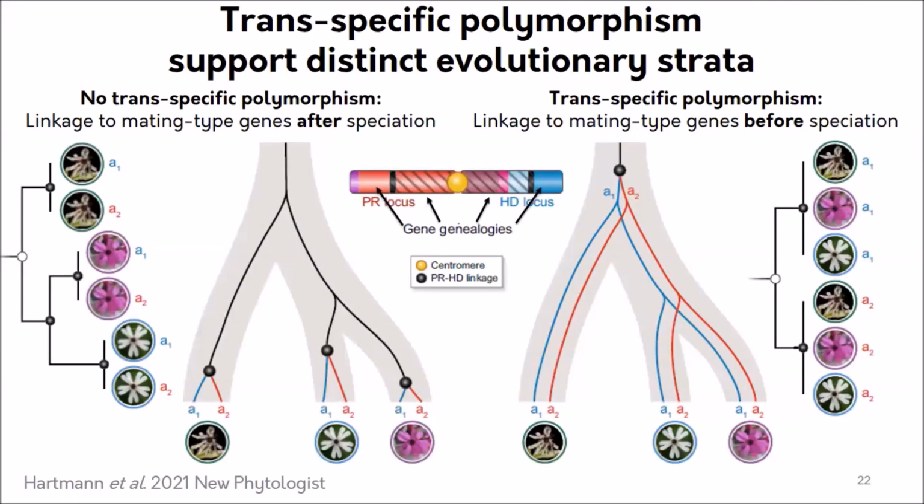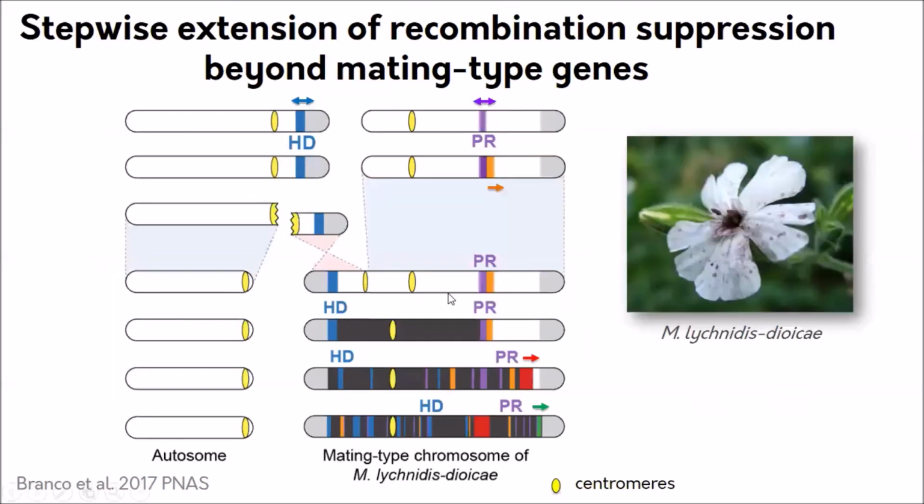And so we also check with transspecific polymorphism, as I explained previously, when recombination suppression occurred, and we also support this stepwise extension of recombination suppression. And so for this anther-smut fungus, here is the scenario we have reconstructed.